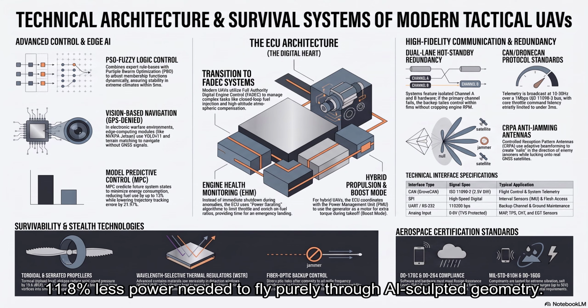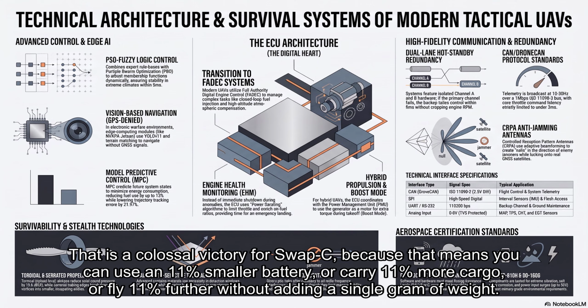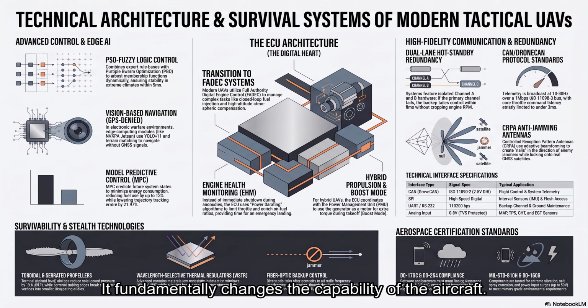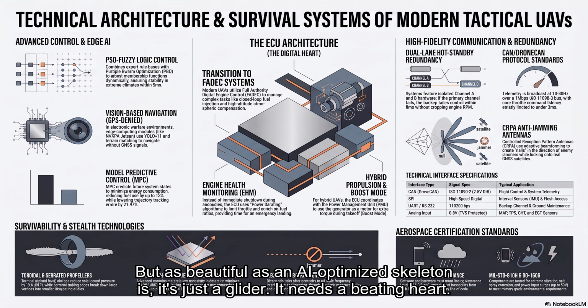11.8% less power needed to fly, purely through AI-sculpted geometry. That is a colossal victory for SWaP-C, because that means you can use an 11% smaller battery, or carry 11% more cargo, or fly 11% further without adding a single gram of weight. It fundamentally changes the capability of the aircraft. But as beautiful as an AI-optimized skeleton is, it's just a glider.